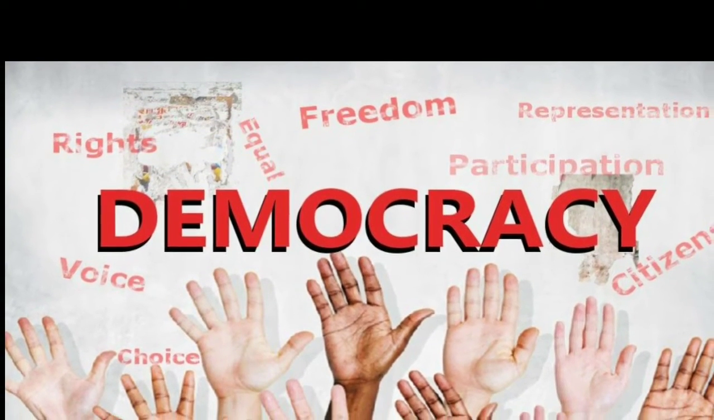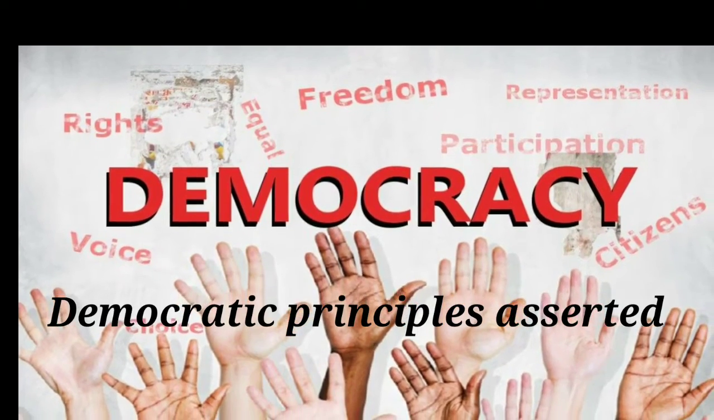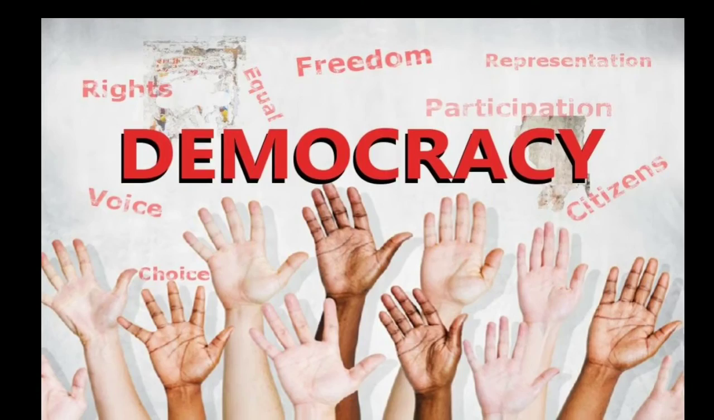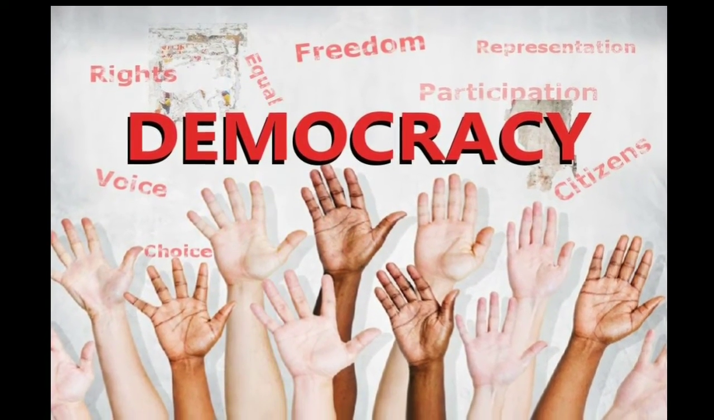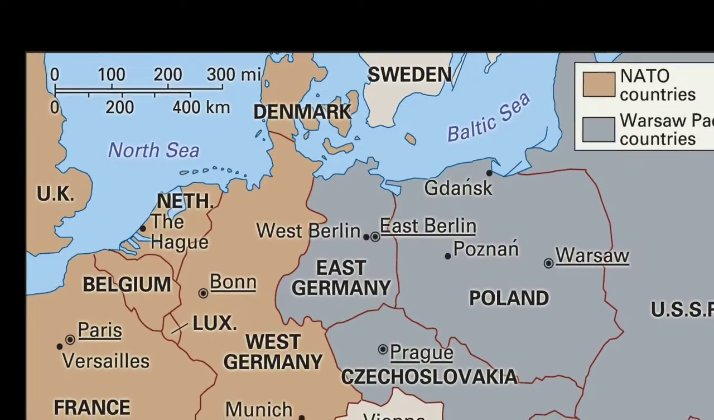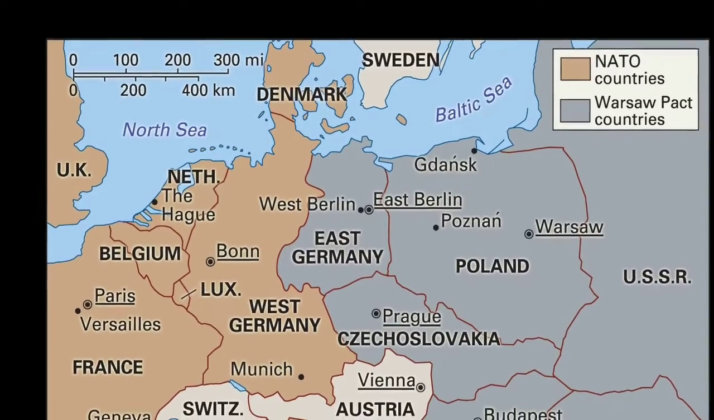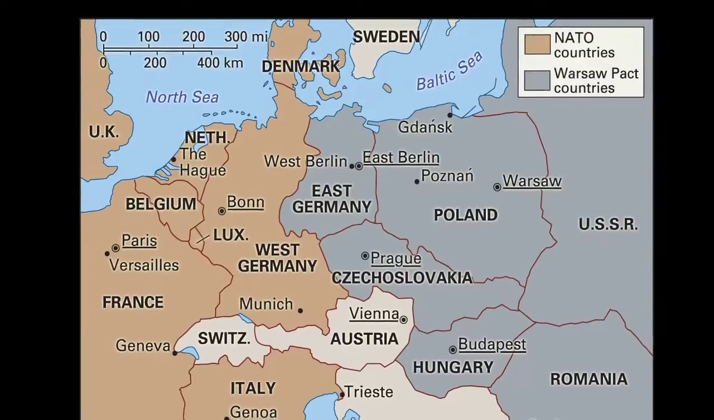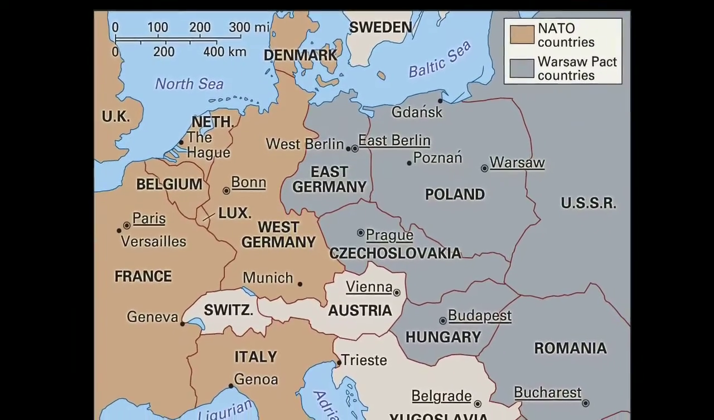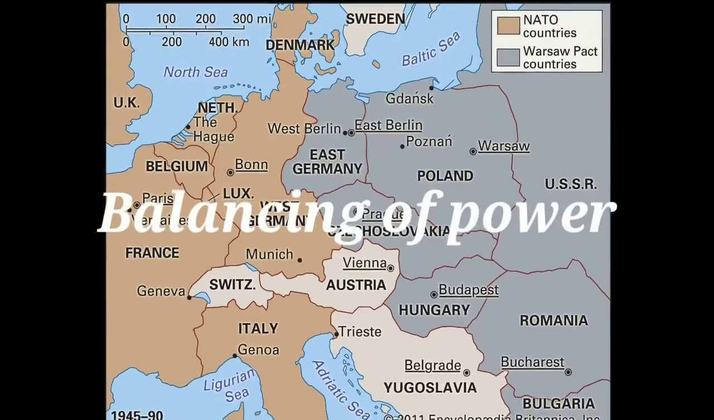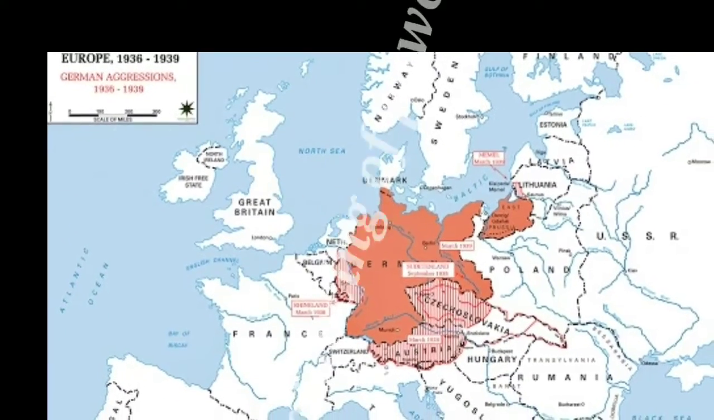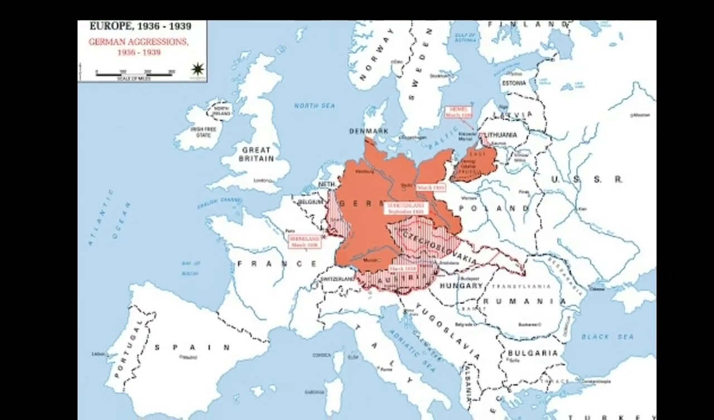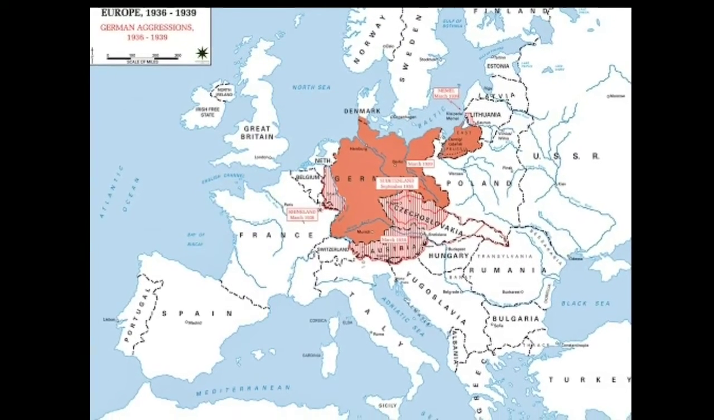The second one: democratic principles asserted. With the First World War, several empires also ended, for example the Austro-Hungarian Empire, the Russian Empire and the Ottoman Empire. They became socialist republics or democratic republics. For example, the Ottoman Empire was replaced by a democratic and secular state in Turkey. The third one: change in the balance of power. Before the wars, Britain was the most powerful country. But after the Second World War, Russia, the USSR, became a powerful country.